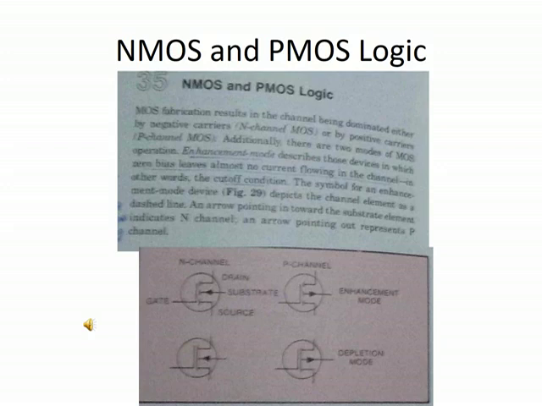The first two diagrams are with the enhancement mode and the bottom two diagrams are with the depletion mode. N channel and P channel MOSFETs can handle the higher voltage and the faster switching effect. So the N channel MOSFET and P channel MOSFET for the enhancement mode and the depletion mode are provided in the diagram.